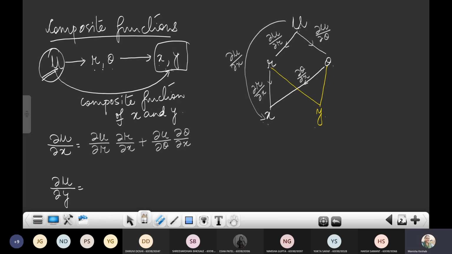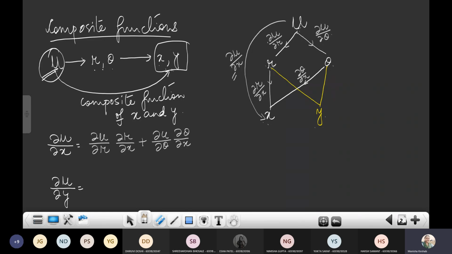As I mentioned, u is a function of both r and theta, and therefore we will be differentiating u partially with respect to r and theta. Again, r and theta both are functions of x and y, so we will have partial differentiation of r and theta with respect to x. And the ultimate aim is to find del u del x.